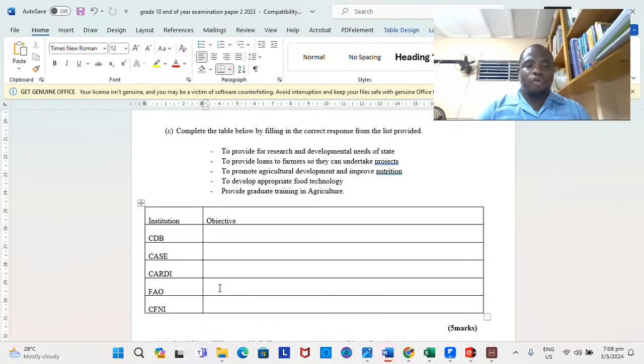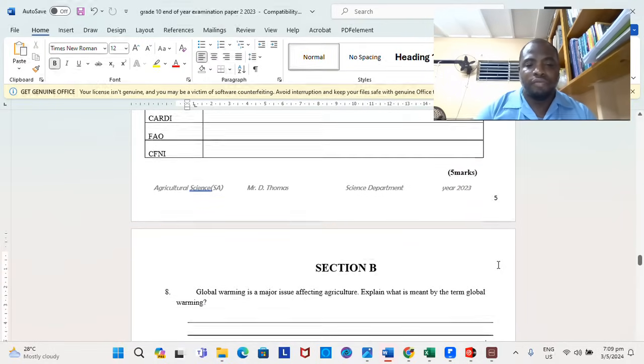The FAO, Food and Agricultural Organization, they help to develop appropriate food technology. The CFNI, which is the Caribbean Food and Nutrition Institute, they help to promote agricultural development and improve nutrition. They want to eliminate poverty, right, in the rural areas. So those are the objectives, right?